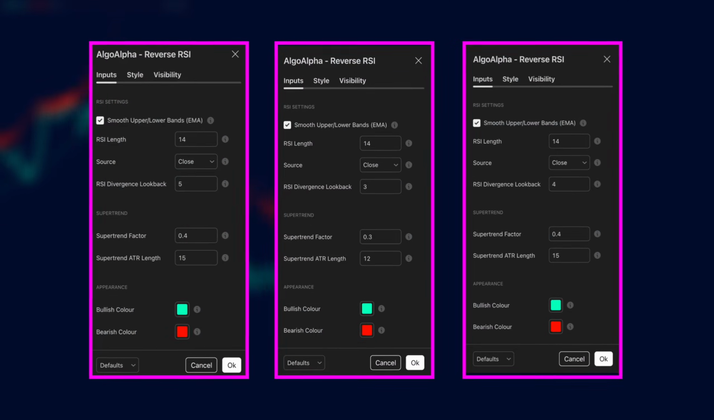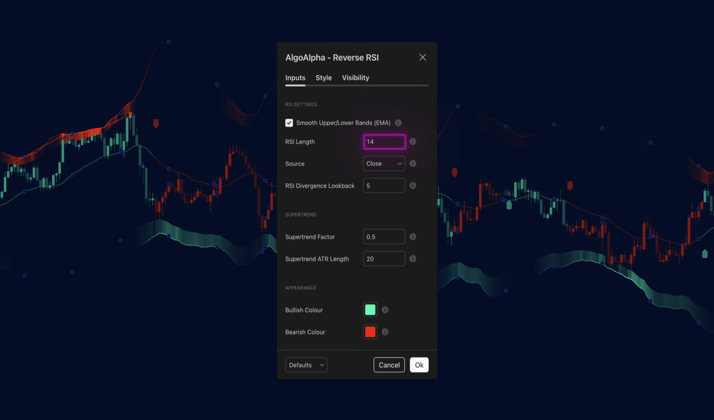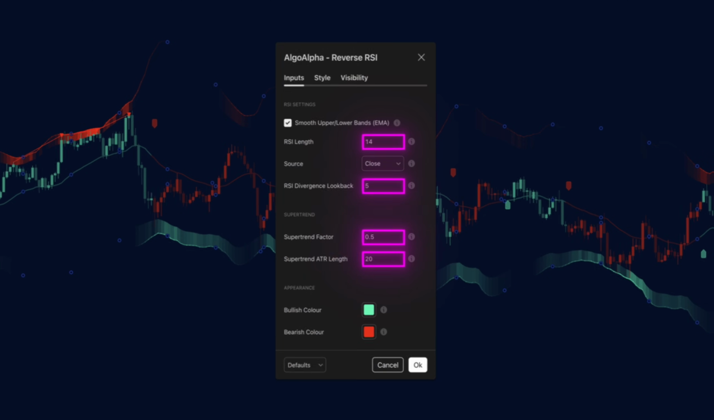Now, different markets require different settings for accurate signals. For forex pairs, set RSI length to 14, smoothing lookback to 5, super trend factor to 0.5, and ATR length to 20. Forex has institutional manipulation during session overlaps, so the slightly higher super trend factor and longer ATR period filter out false regime changes.